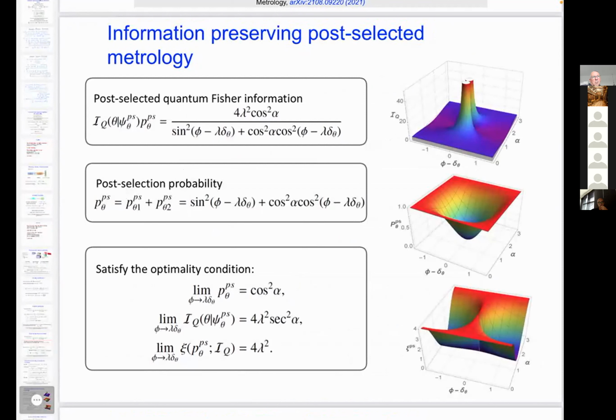Now see the last block. So when you are having the last block, you can see the P theta Ps when this condition is being obeyed. It's like a cos square alpha. And the second part, which is actually the Fisher information part, is 4 lambda square sec square alpha. And the last part, which is the metrological efficiency part, it's like 4 lambda square, right?